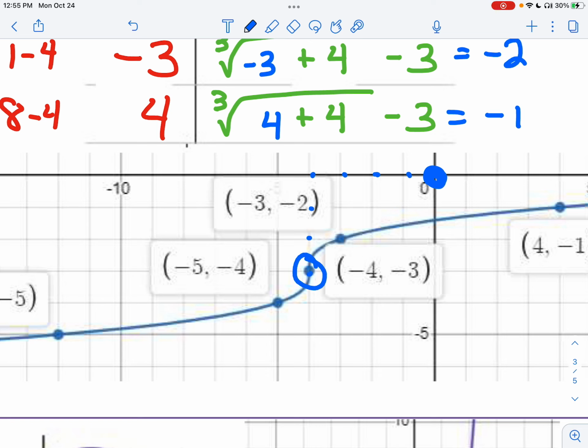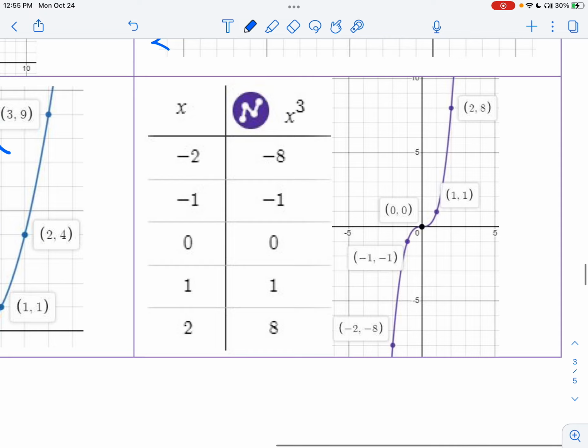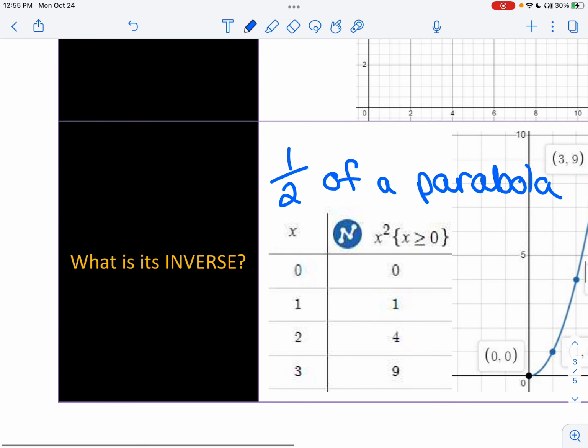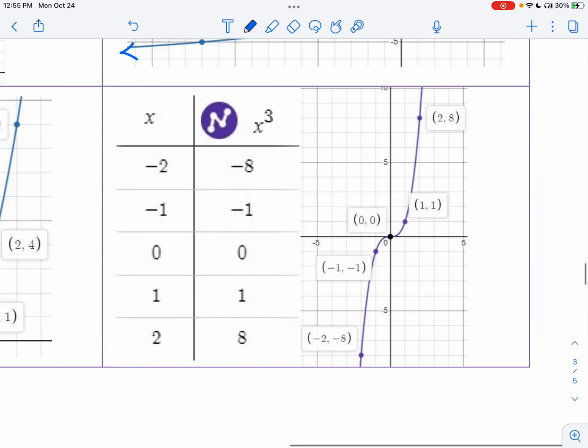So the middle point is perfect in line with our horizontal and vertical translations that we used from chapter 2. Now, this last part is, what is the inverse? Well, it's a great question. The inverse of a cube root of x is x to the third power.